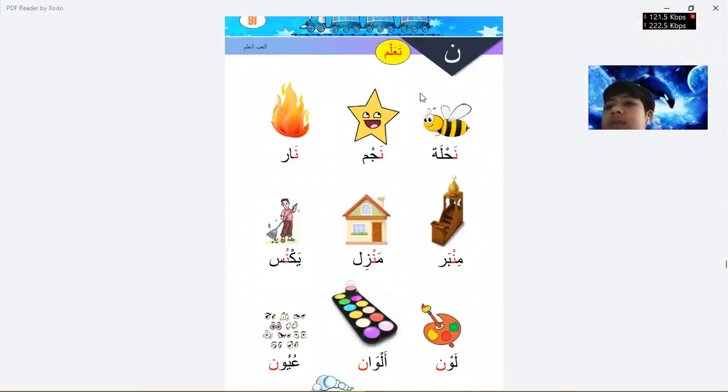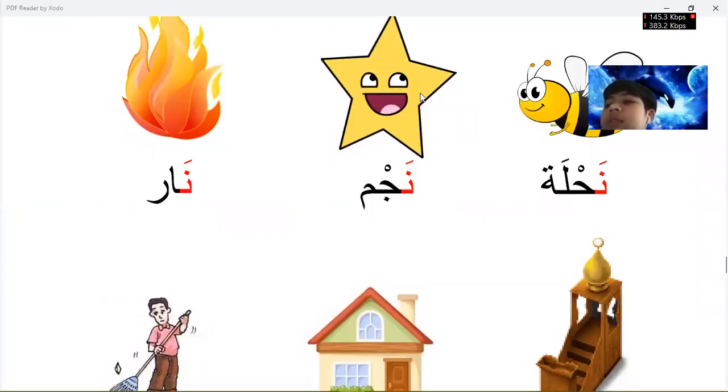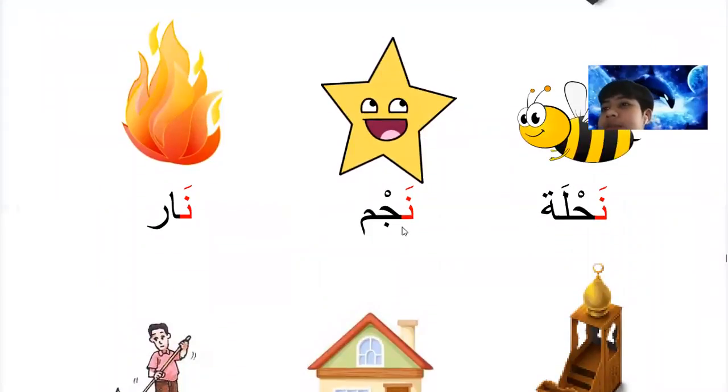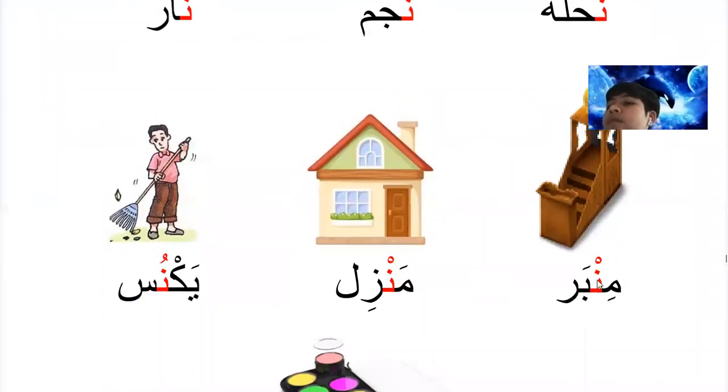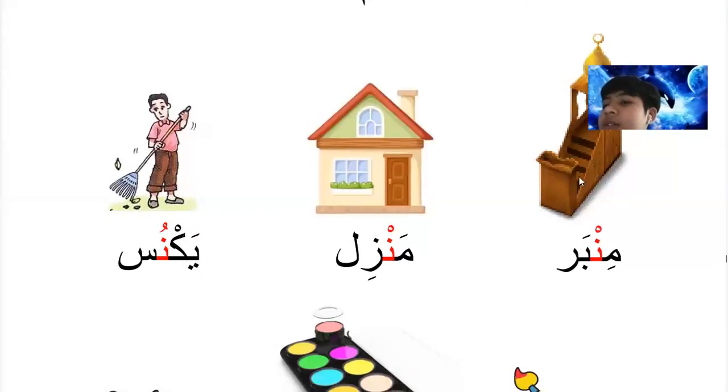Today we'll start this one. Nahlah, bee. Najm, star. Nar, fire. Mimbar. Manzil. Mimbar means pulpit.